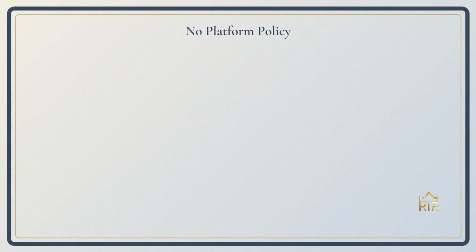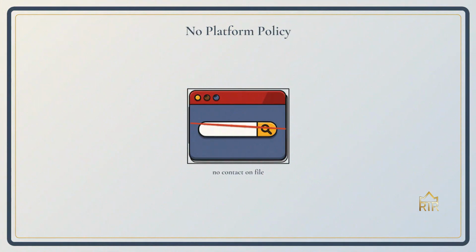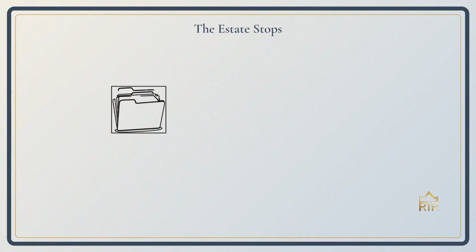The fourth is no platform emergency contact on file. Some platforms have a legacy policy or deceased user process. Most families don't know it exists. None of them registered for it while the account holder was alive. The window to request access on favorable terms is often short. Miss all 4 and the digital estate grinds to a stop.